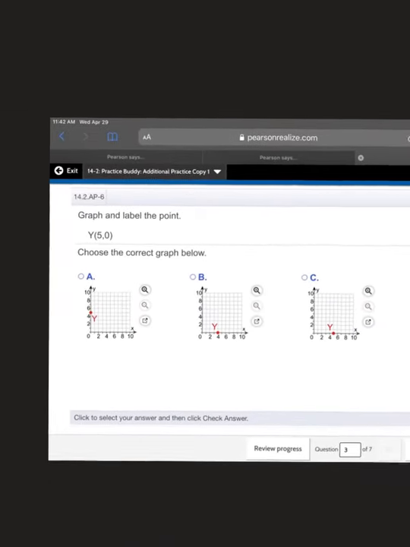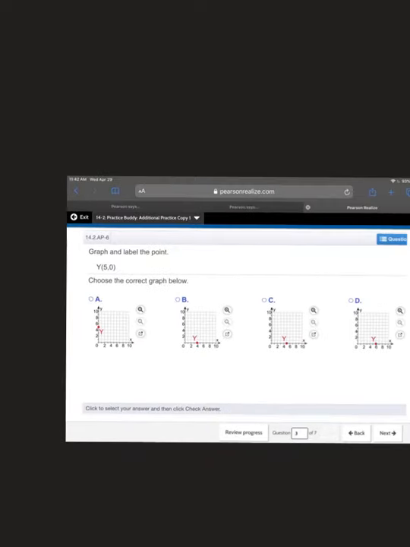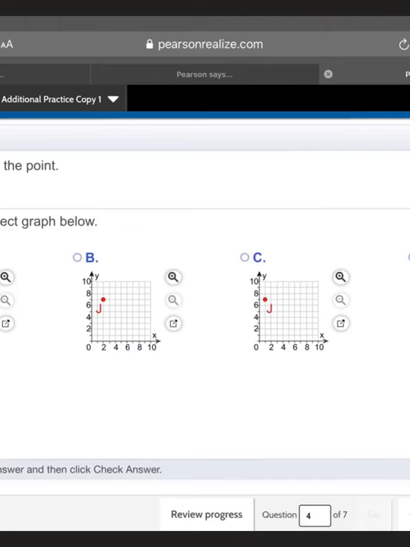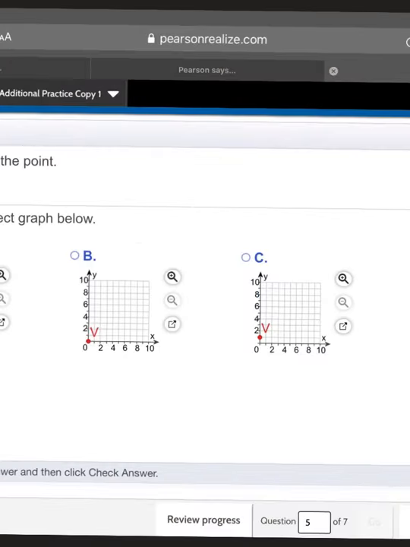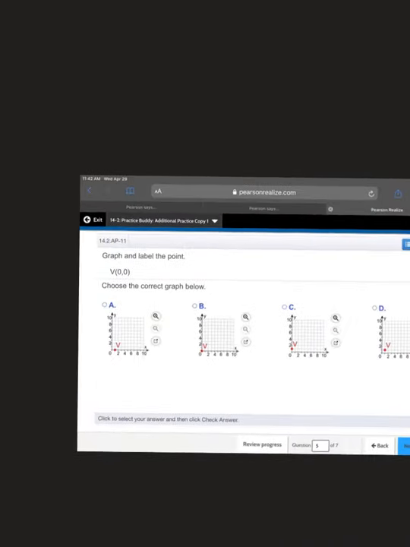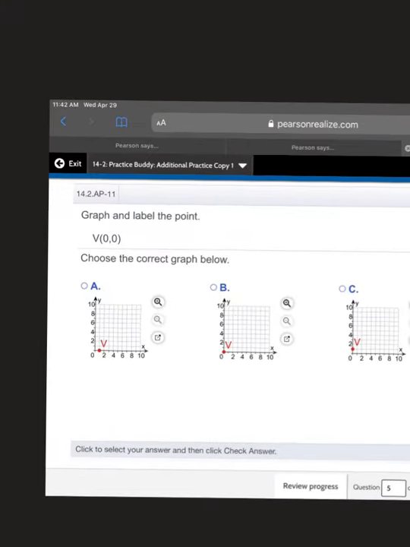Next one below is the same thing as before. Run and jump. Same thing here. Run and jump. Same thing here. Run and jump. Don't run, don't jump, because it's at 0, 0. So that should tell you where to go.